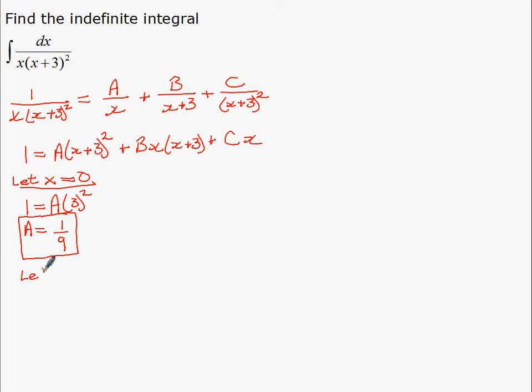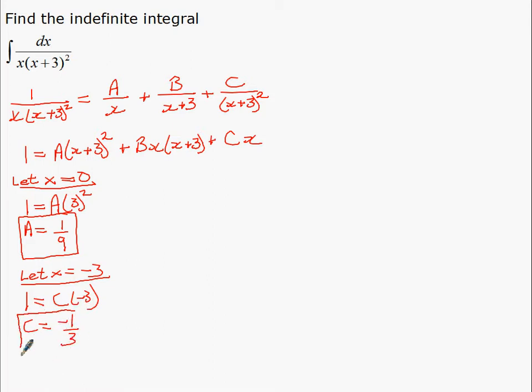Now we're going to let x equal negative 3, and what that'll do is cause this term and this term to disappear, because this will be 0 and this will be 0, and we'll be able to solve for C. So we end up with 1 equal to A times 0 plus B times negative 3 times 0 plus C times negative 3, meaning C equals negative 1 over 3.